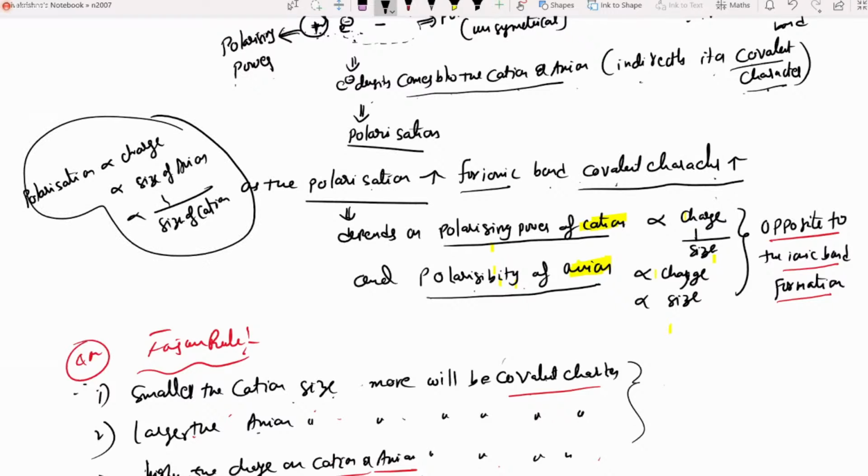This polarization is equal to covalent character. I am not saying covalent bond. Please remember, a covalent bond means 100% covalent bonding will be present. Here it is covalent character, and the covalent character increases in an ionic bond. That is the meaning. They are not completely sharing; still they are ionic bonds, but a little bit of covalent character increases, depending upon these points.